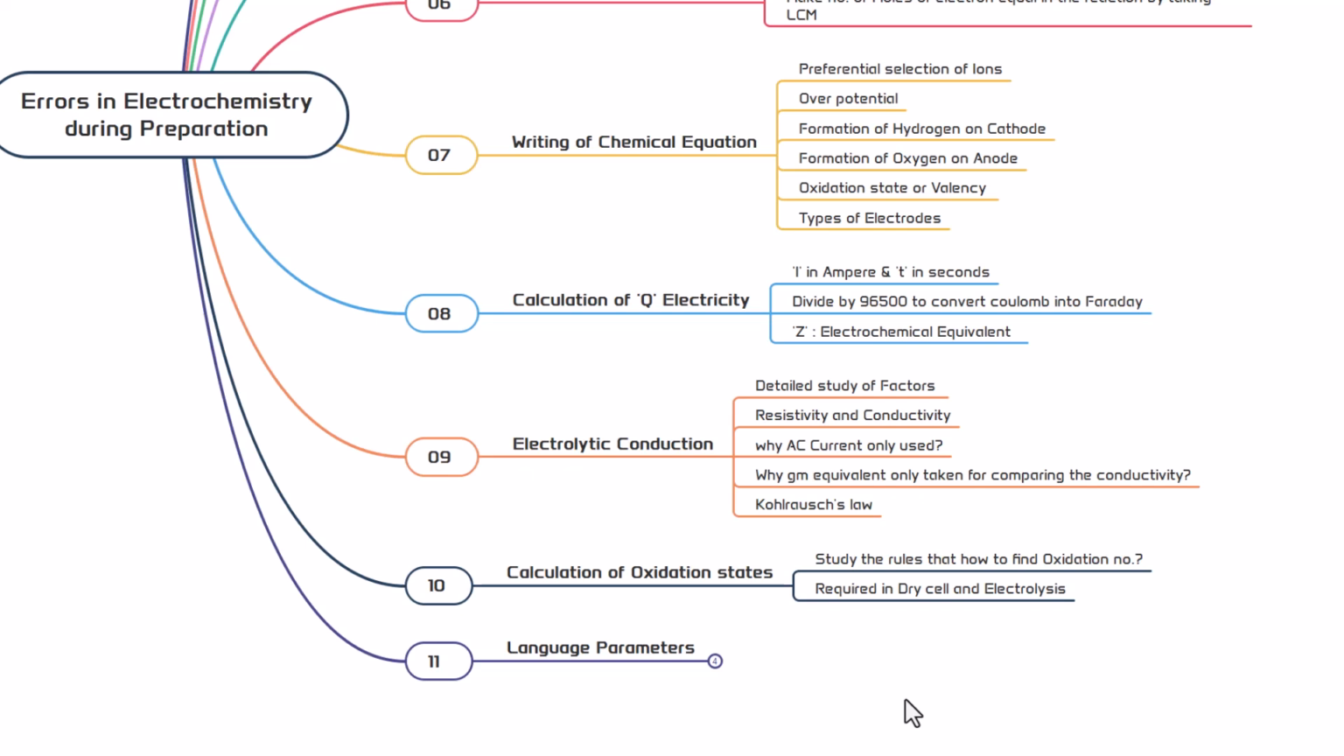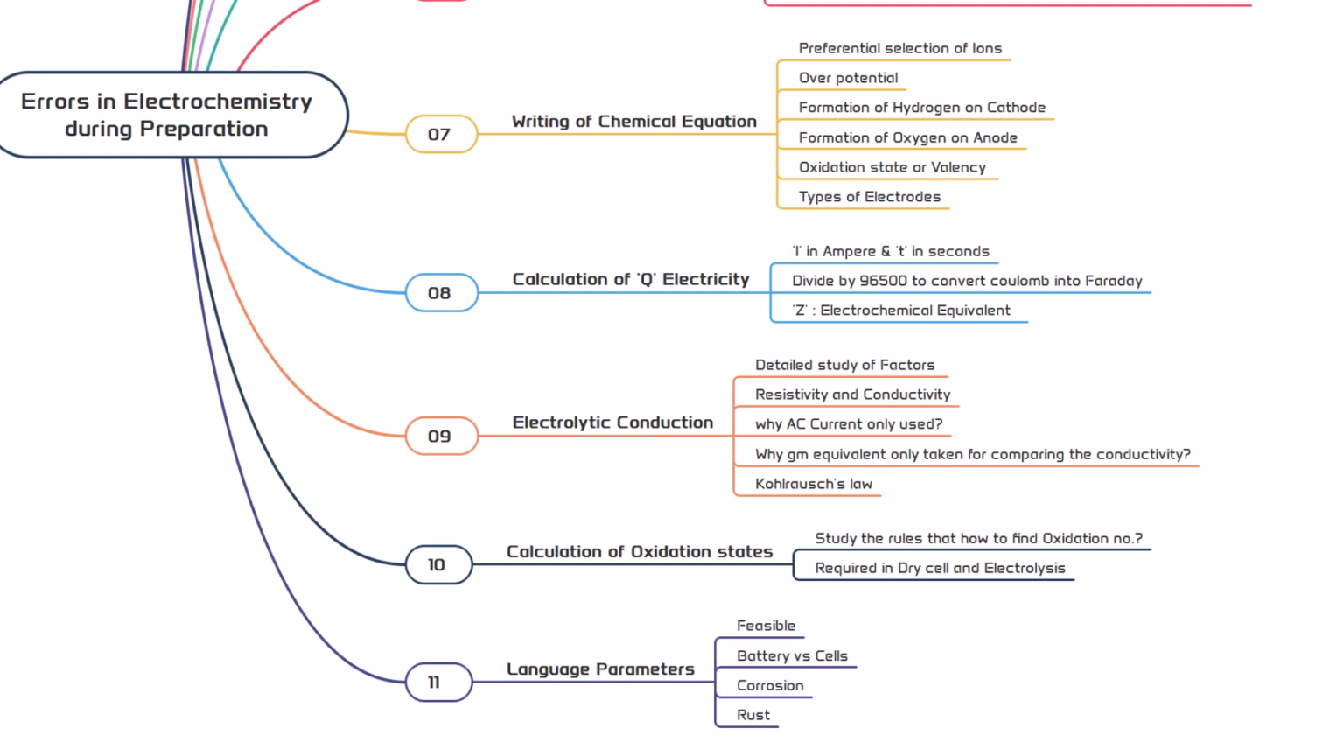Next, language parameters. Most of the students feel, oh, it's chemistry, so language doesn't have any importance, but actually it does. Look at this word, feasible. Number of times in this chapter, the question is whether the reaction is feasible or not. Feasible means possible. So learn the language in a way that it's not a barrier for your routine study.